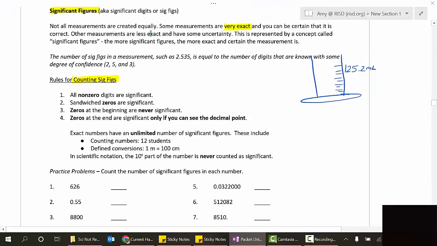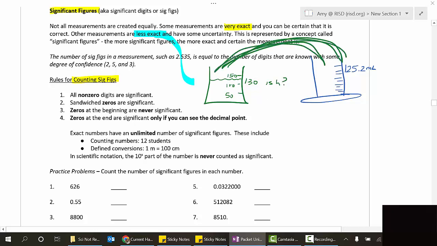Other measurements are much less exact, okay? So a less exact measurement might be with a beaker, and maybe it says 50, 100, and 150, and your water level is right here. And you're just kind of guessing, maybe it's 130-ish, but I'm not really sure. So even though it might be the same amount of water in these two containers, this measurement is much more exact, and this one is less exact. And we see that in the number of digits that are recorded and the place values that they go to.